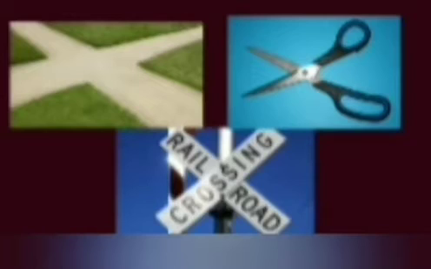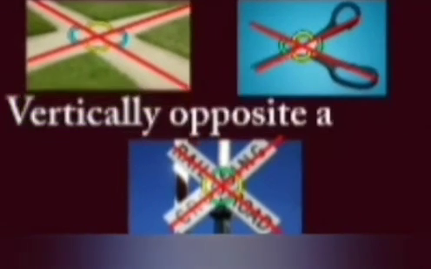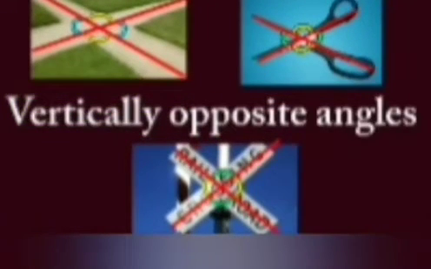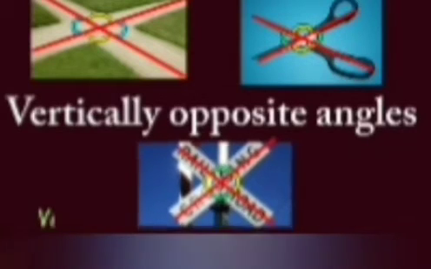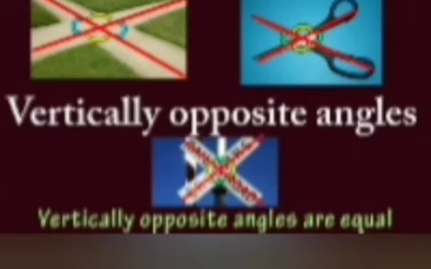Now look at these pictures. The two lines are intersecting, so vertically opposite angles are formed. The angles opposite to each other, which are equal, you already know this. So they are called vertically opposite angles and they are equal.